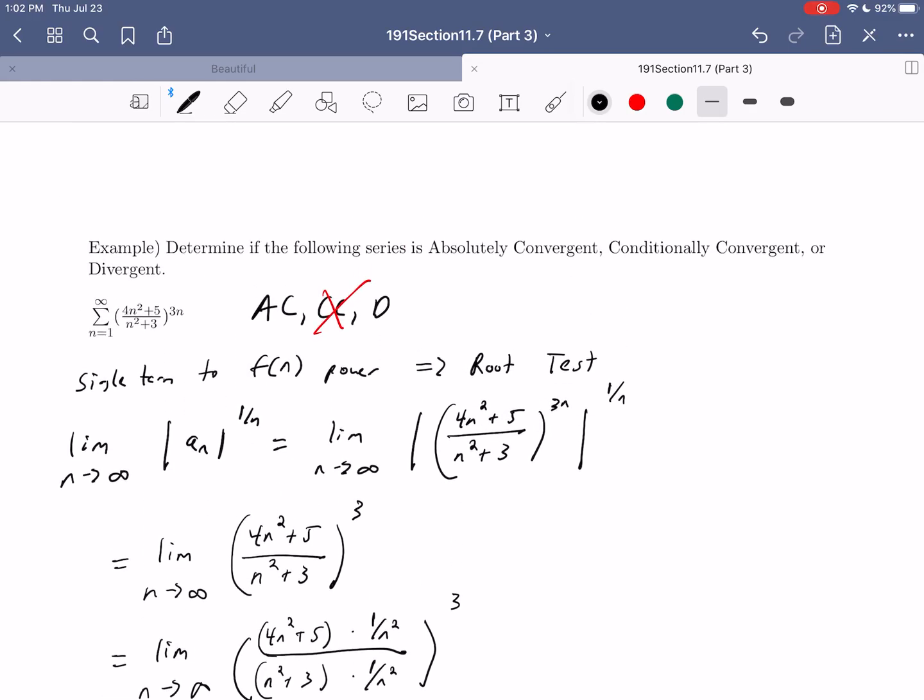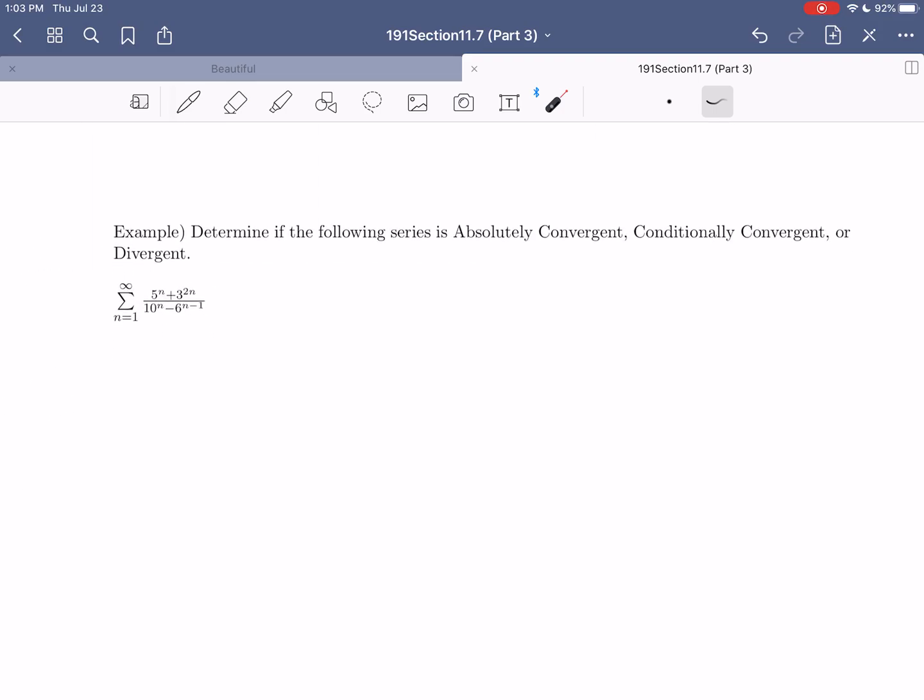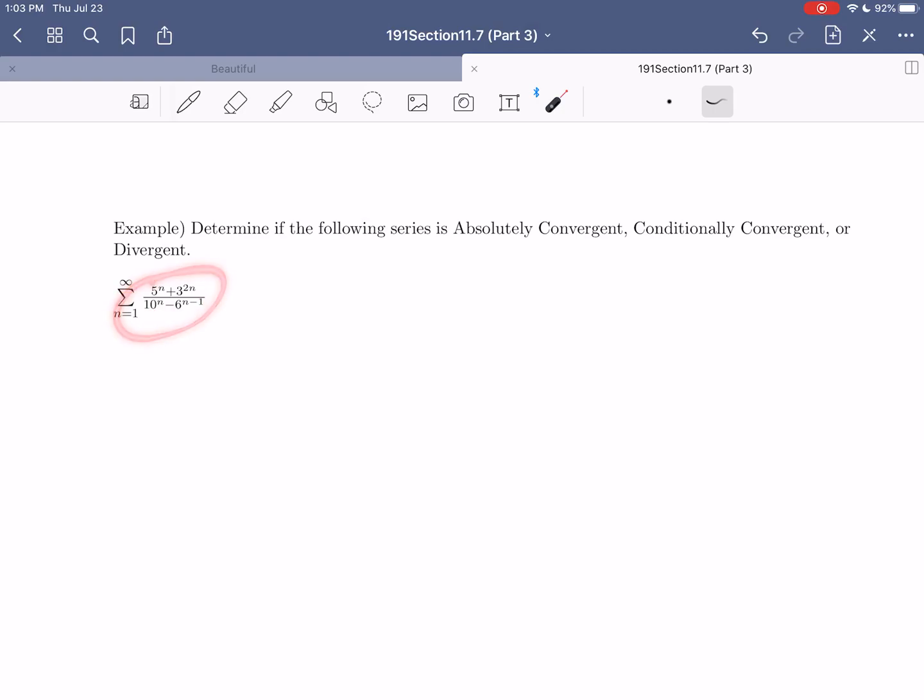This is a classic example of using root test. The expression itself just calls out for root test because everything is to a 3n exponent, so root test simplifies things very nicely. All right, let's move on to our next one. We've got this guy here. We've got the sum of 5 to the n plus 3 to the 2n over 10 to the n minus 6n to the minus 1. This looks pretty messy here. You might say, well, everything seems to have n exponents. Let's take a root test and put it to the 1 over n.